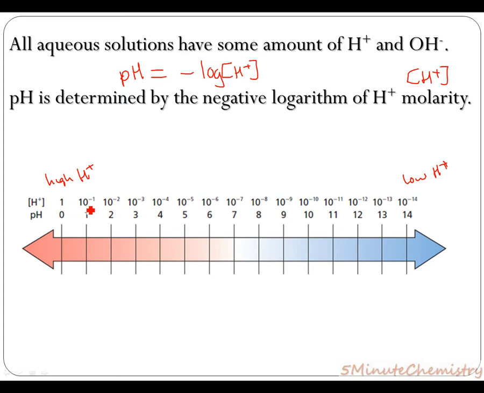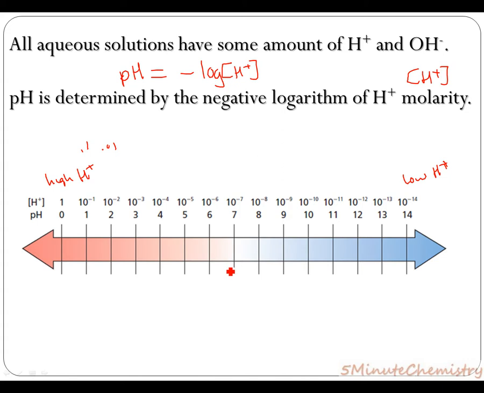10 to the negative 1, 0.1 molarity, gives you a pH of 1. 10 to the negative 2, 0.01, gives you a pH of 2. So you notice the less and less concentration you get, the higher and higher the pH value gets.